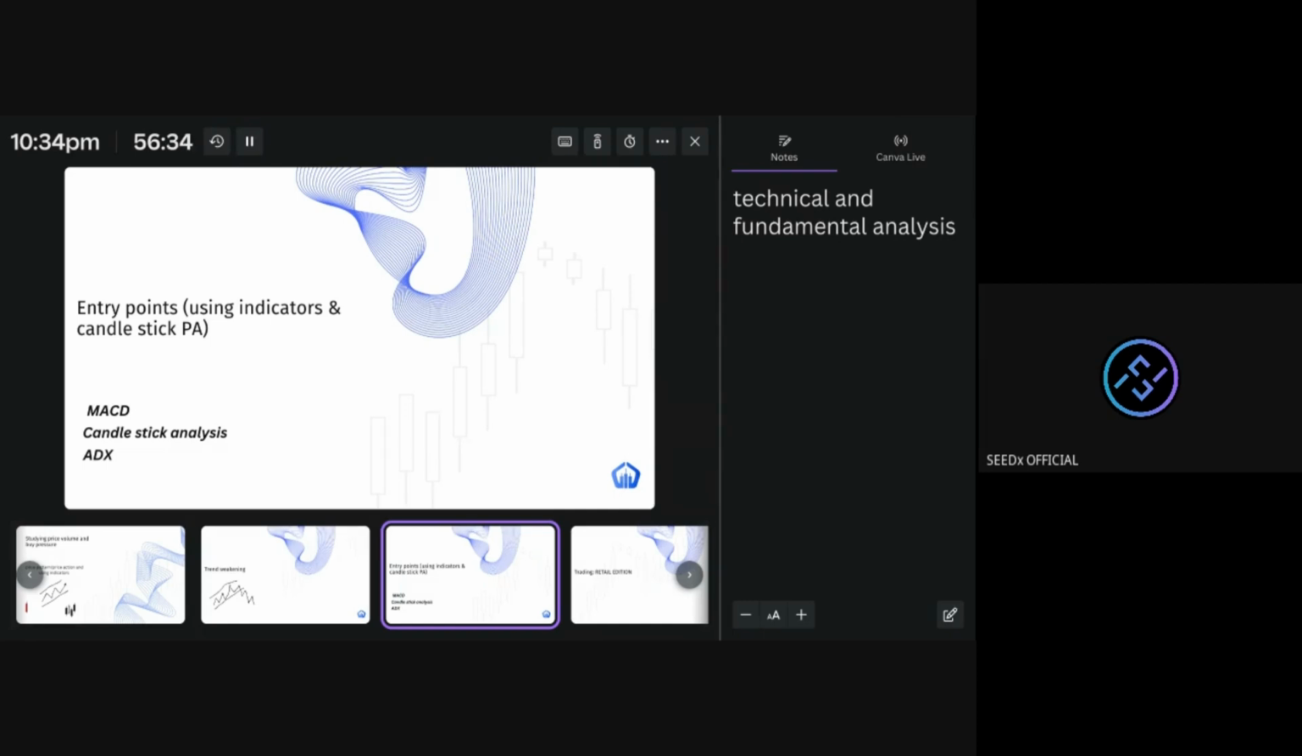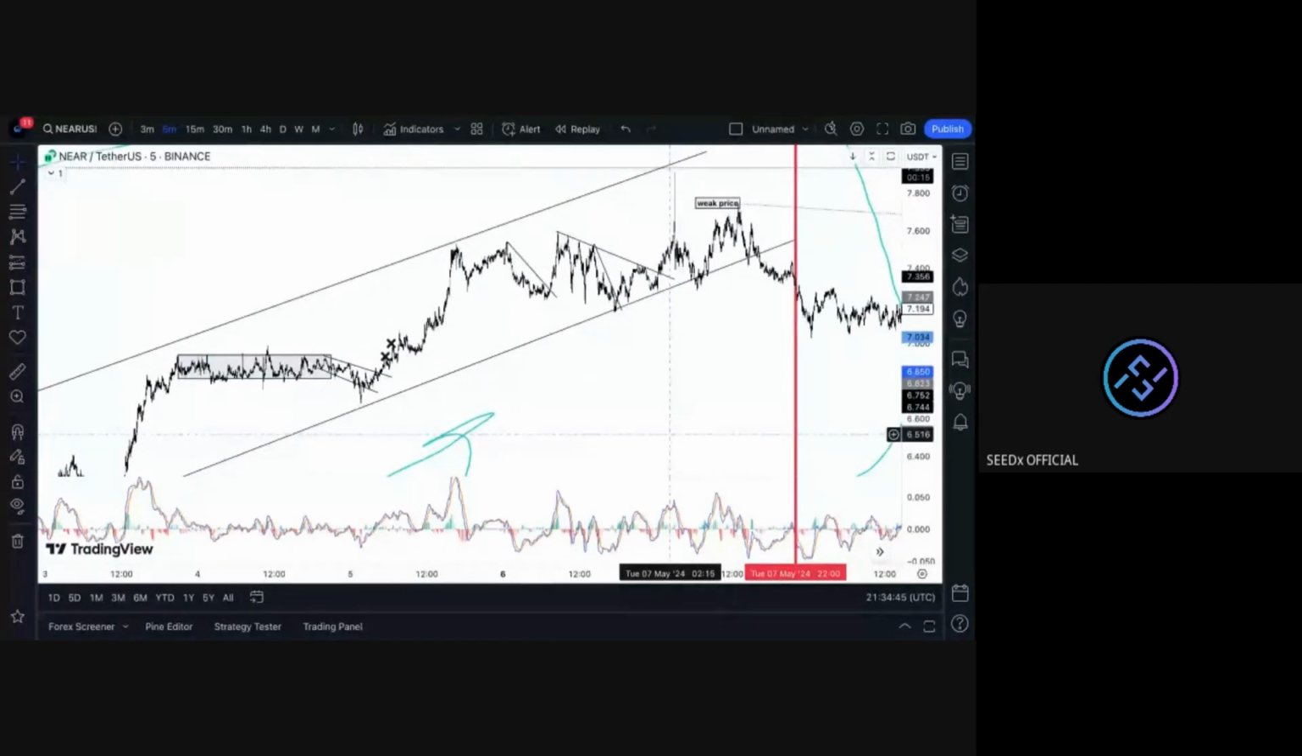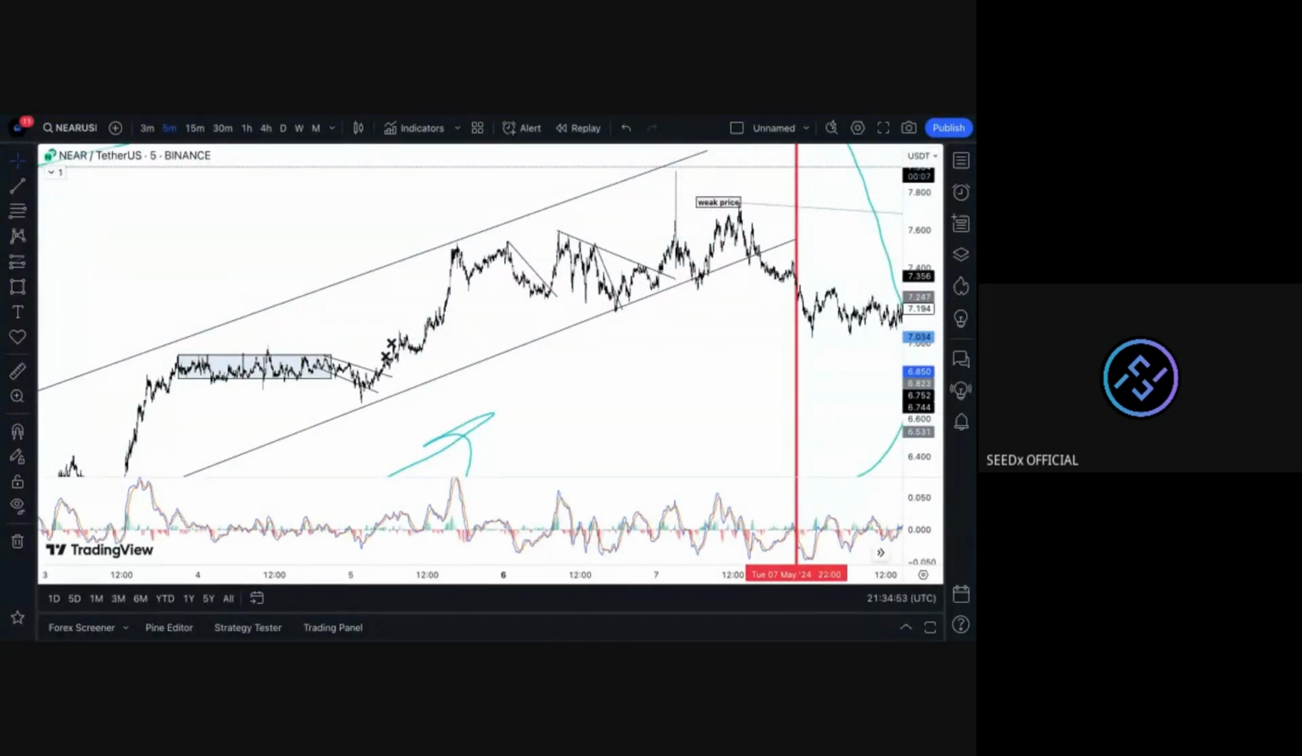So if you want to be extra careful with your trades, and maybe this week you want to have a very good win streak, there's something you should also apply.